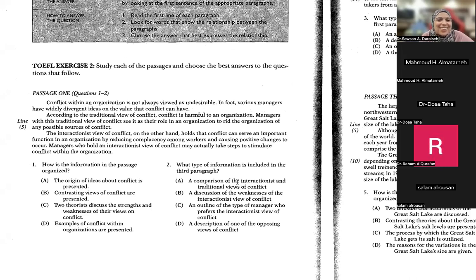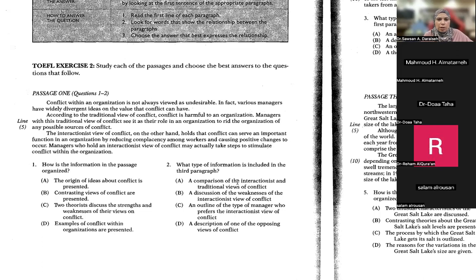All right. Yes. Okay. So you guys can tell that we have three paragraphs. Conflict within an organization is not always viewed as undesirable. In fact, the various managers have widely divergent ideas on the value that conflict can have. Now, if you take a look at the second paragraph, there's the introduction. By the way, the first paragraph has the two ideas. Look at the second: according to the traditionalist view of conflict, conflict is harmful. Look at the third paragraph: the interactionist view of conflict, on the other hand, holds that conflict can serve an important function.